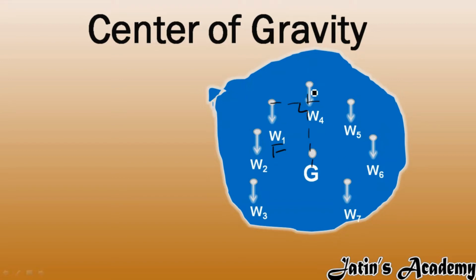And what about W4? As the W4 force acts on the center of gravity, the perpendicular distance is 0 in this case, since the line of action of the force passes through the center of gravity, so it does not create any moment of force. So what is center of gravity? From this concept, what is center of gravity?